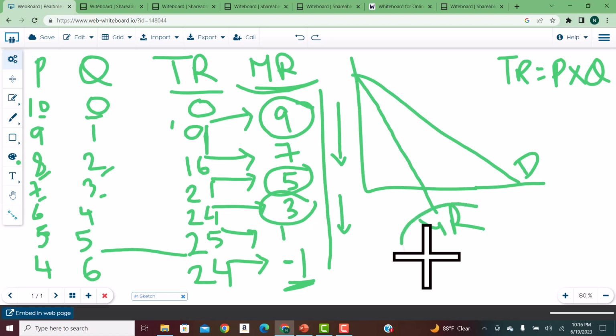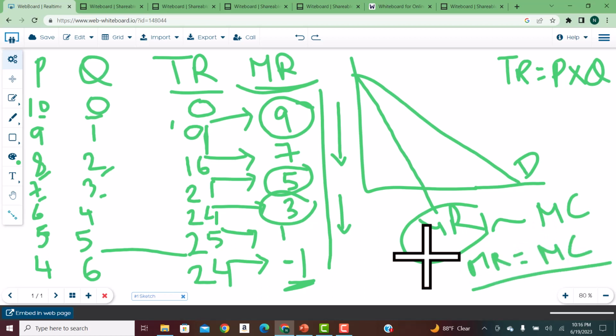What they do is they look at the marginal revenue and compare it to marginal cost, and the point where marginal revenue is equal to marginal cost is where they want to be, because that's where the profit is maximized for the businesses.